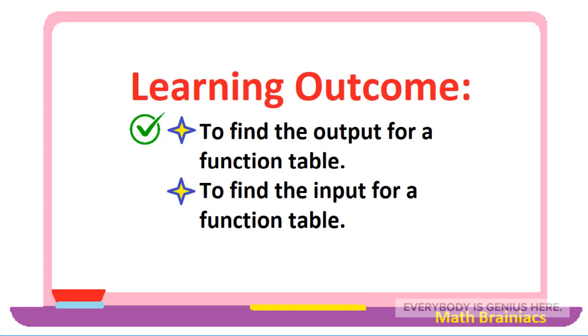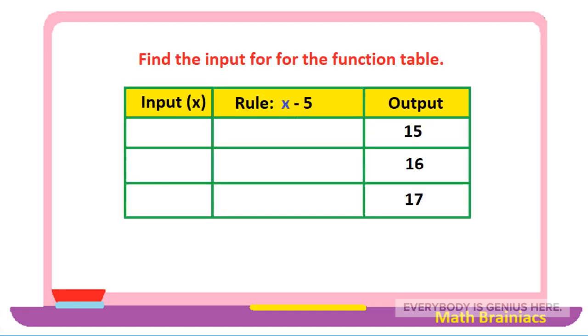In this regard, you have learned already how to find the output for a function table. Now, let us study how to find the input for the function table. Let us work on this example so that you will be guided. Find the input for the function table. The input x is unknown, and the rule is x minus 5. The outputs are given. It is 15, 16, and 17.